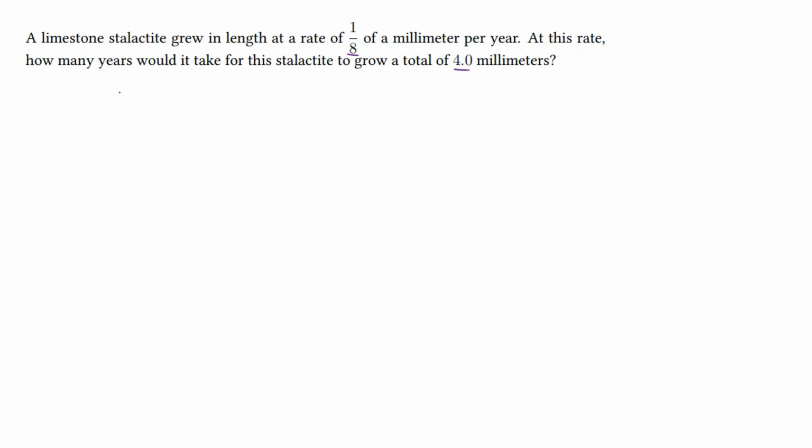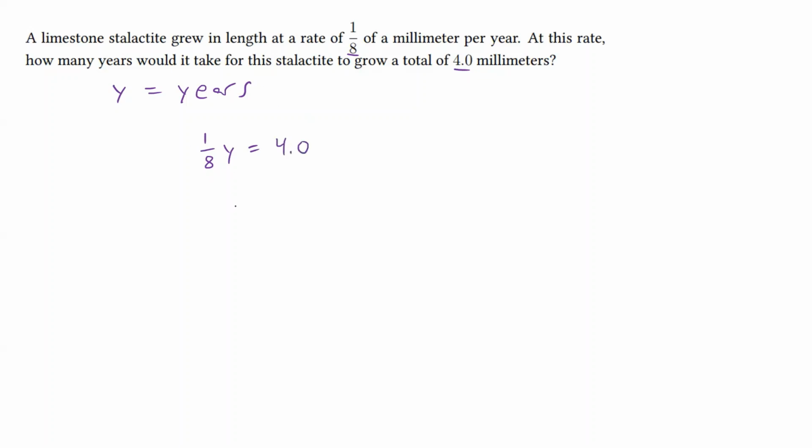If we let y be the number of years, then the length of the stalactite after y years is simply multiplying y by the rate of 1/8 of a millimeter per year. We want to figure out how long it's going to take until this length becomes 4.0 millimeters.